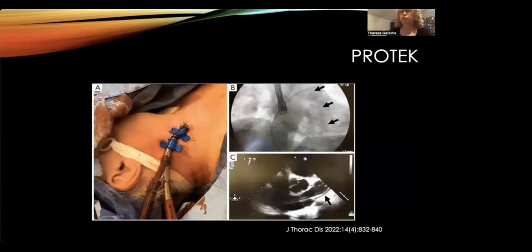In our institution, we have used the Protect cannula in our oxy RVADs. On the left is a view of the cannula. On the upper right is a fluoroscopic and lower right echo view of the cannula.